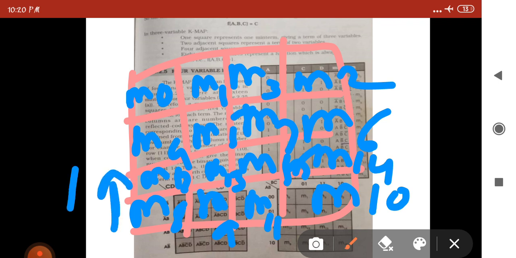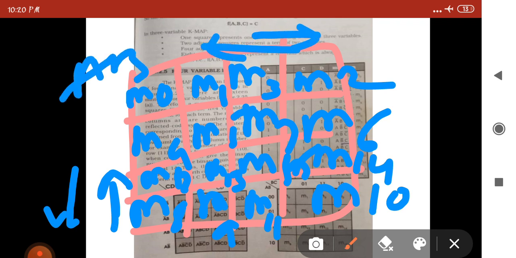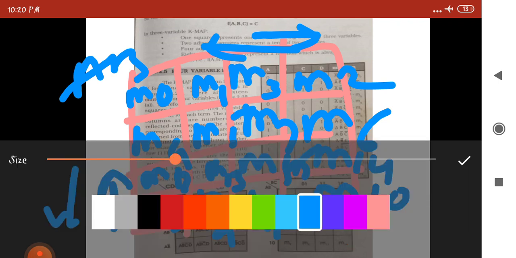Interchange for that one, this one. In this way, there is only one mistake that I am going to write here. It is continuous, but the K-map is the right way. It is this one.